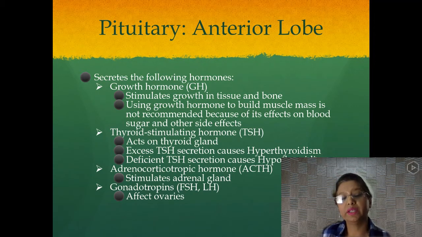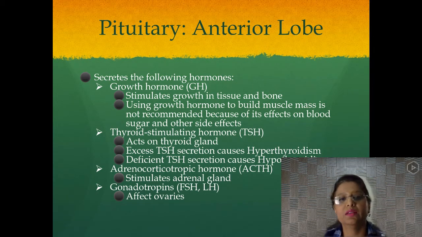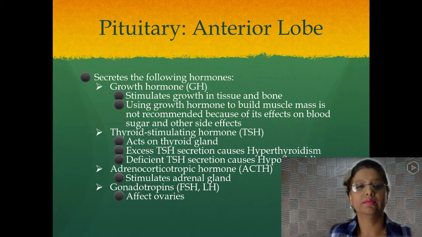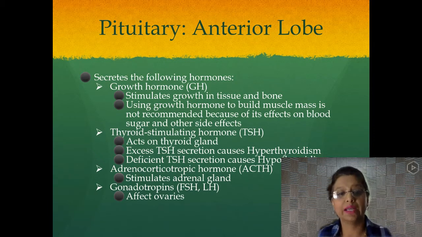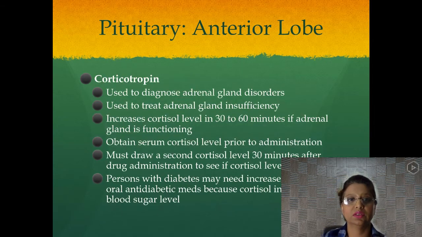Next one is thyroid stimulating hormone, something that will stimulate the thyroid that is present right on the neck. All right, so thyroid stimulating hormone is TSH. It acts on the thyroid gland. Excess TSH secretion causes hyperthyroidism. Deficient TSH secretion causes hypothyroidism. Hyper means more, hypo means less. Adrenocorticotropic hormone is something that will stimulate the adrenal glands. And gonadotropin. Gonadotropin is something that will stimulate the gonads in order to produce FSH and LH, estrogen, progesterone, and testosterone.